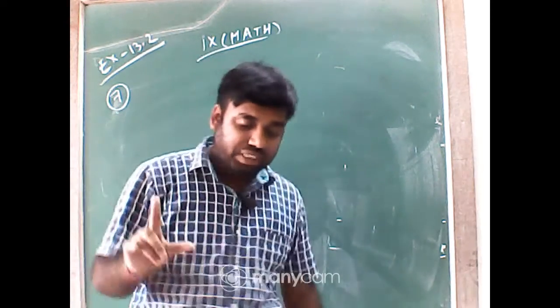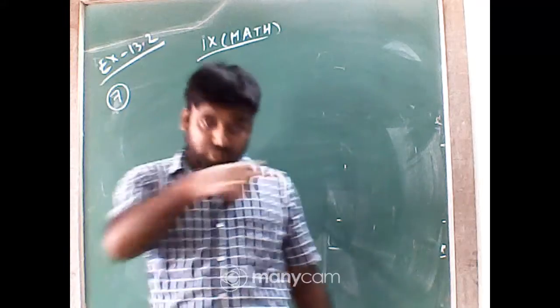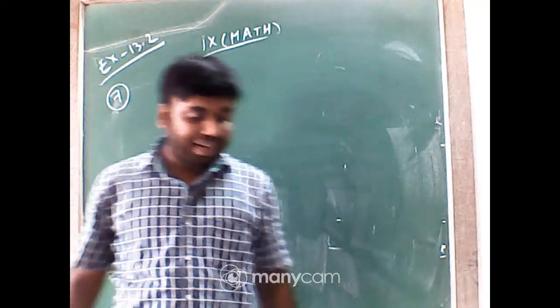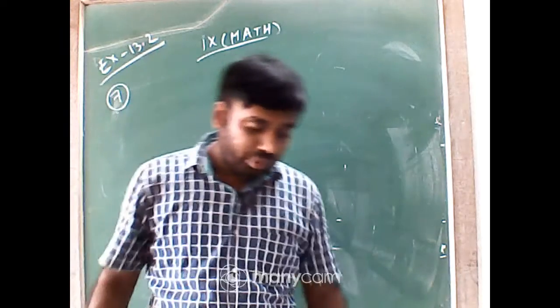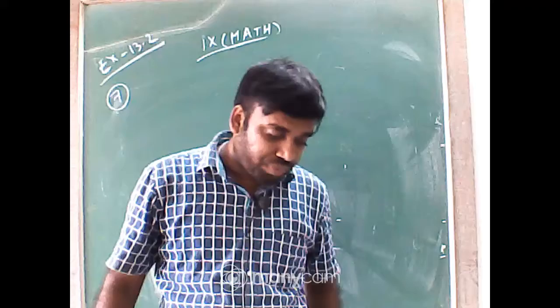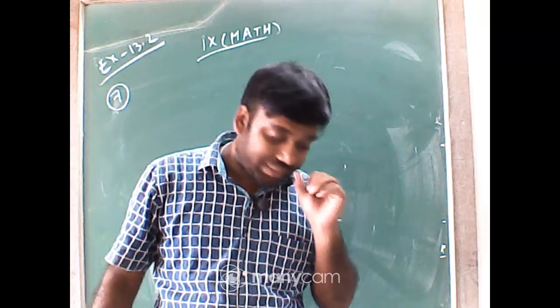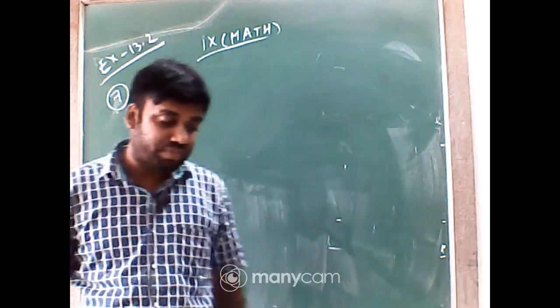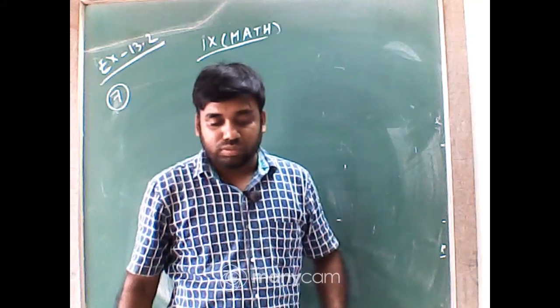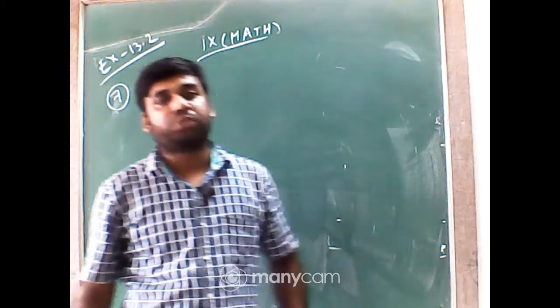The inner diameter of a circular well is 3.5 meter and its depth is 10 meter. Find its inner curved surface area and the cost of plastering at the rate of rupees 40 per meter square.